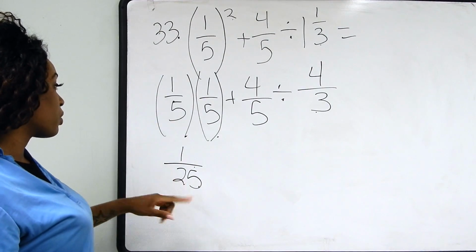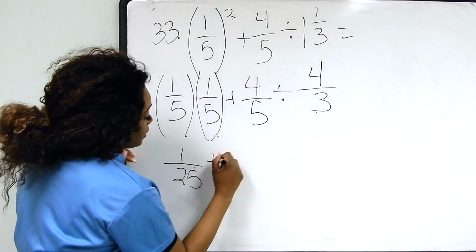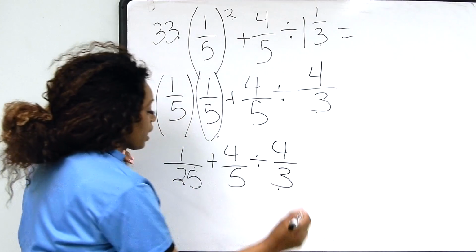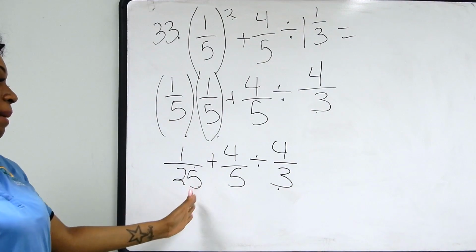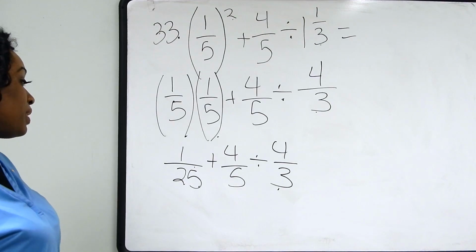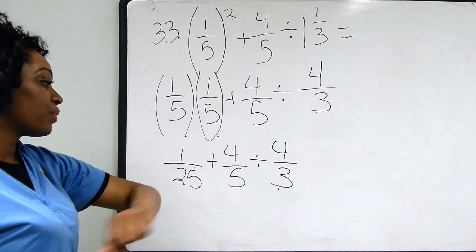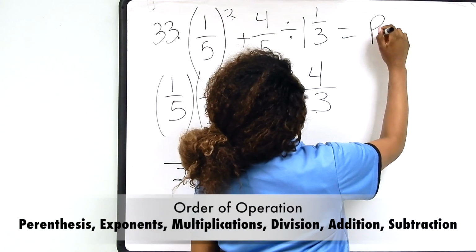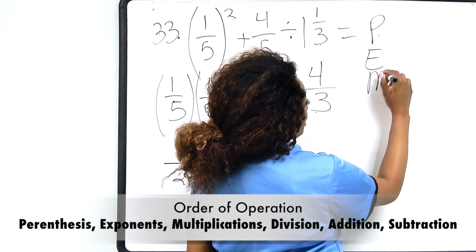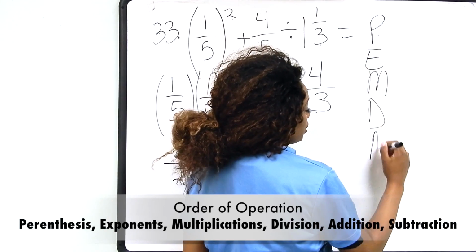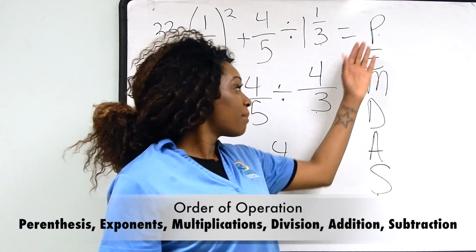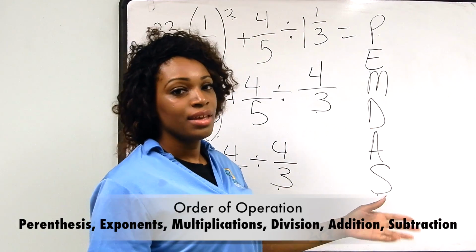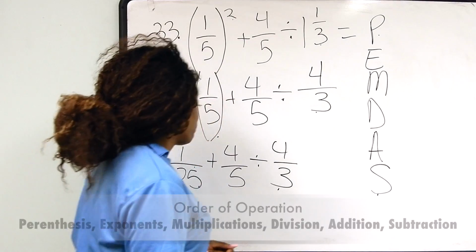Now, since we've done 1/25, I'm going to do plus 4/5 divided by 4/3. Because, remember, order of operations, our next step would be to do 4/5 divided by 4/3. We always want to work parentheses, exponents, multiplication, division, addition, and subtraction. If you can't remember this, remember, please excuse my dear Aunt Sally. It means basically the same thing.